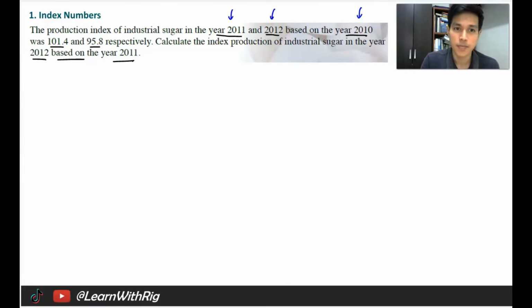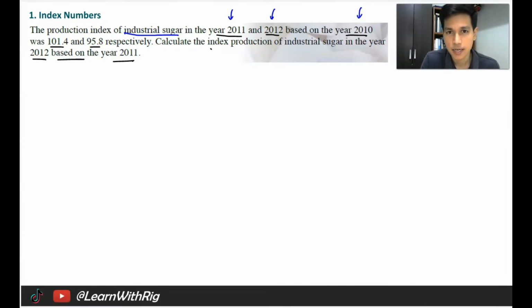First is because there is no weightage here, so you cannot use composite index. Second thing is, it's actually still just one product, only the industrial sugar. So you still use index number. But how you solve this is, you just have to add an additional step. One additional step, okay, so let me show you.